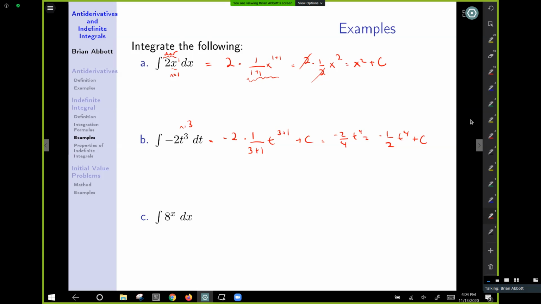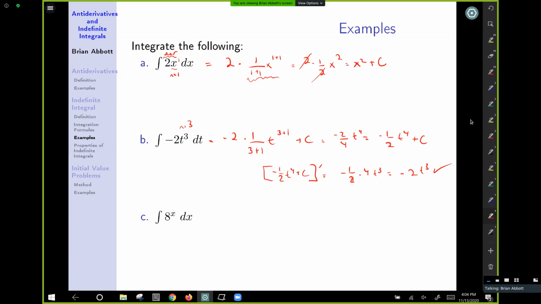And does that work? Well, let's check it. We'll take the derivative of this thing, -1/2 t to the fourth plus c. We will get -1/2 times 4 t to the third power, which is equal to -2. Reduce those things away. T to the third, sure enough, it checks. Again, it appears that with a constant number being multiplied by a variable, just worry about the variable, do the anti-differentiation, and the constant will come along for the ride.